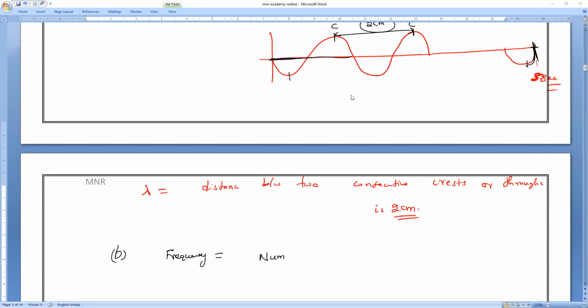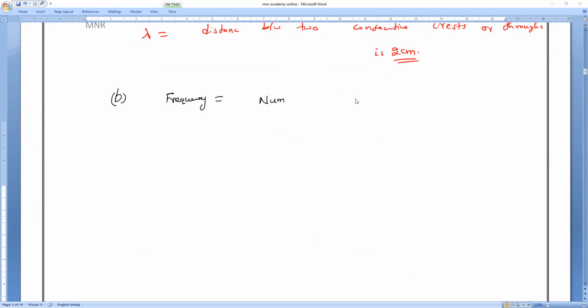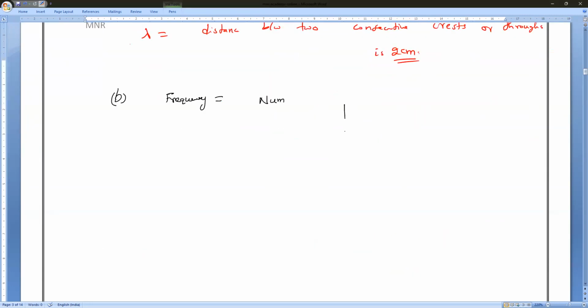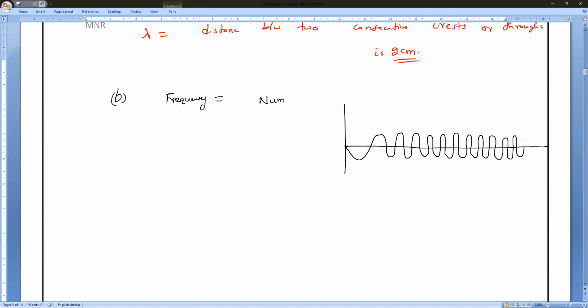Number of waves, how many will come? You can count it. So let us draw it, just for your purpose only; later you don't need to draw this. So we are getting 15 troughs: 1, 2, 3, 4, 5, 6, 7, 8, 9, 10, 11, 12, 13, 14, and 15. Is it okay, everybody?